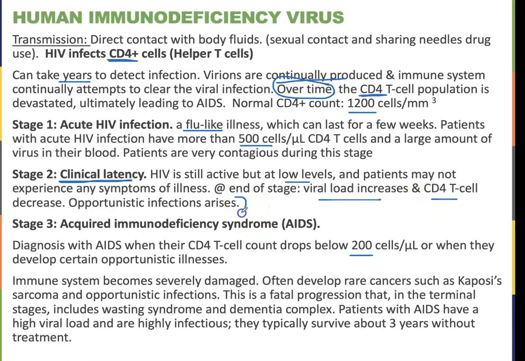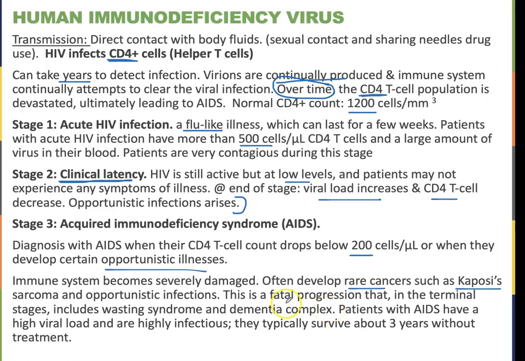And then you're going to start to see things like opportunistic infections start to come out. Stage 3 is when you have AIDS, which stands for acquired immunodeficiency syndrome. The diagnostic criteria for AIDS is that your CD4 cell count drops below 200 cells per microliter, and then you begin to develop certain opportunistic diseases that are common between all AIDS patients, such as Kaposi sarcoma. That's a kind of cancer that you only see in devastated immune systems, which is here. Rare cancers such as Kaposi sarcoma.